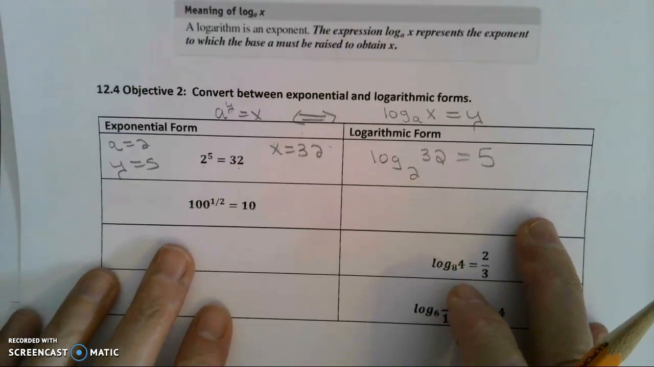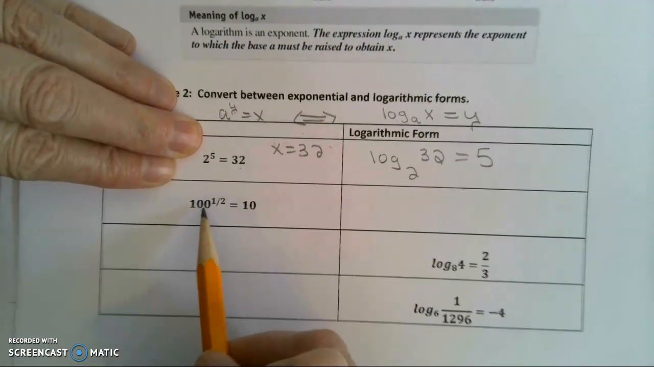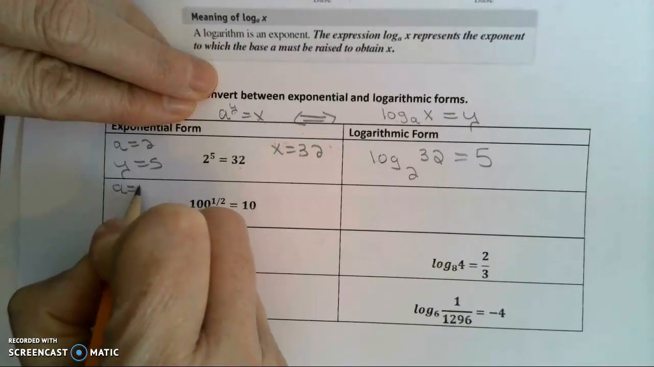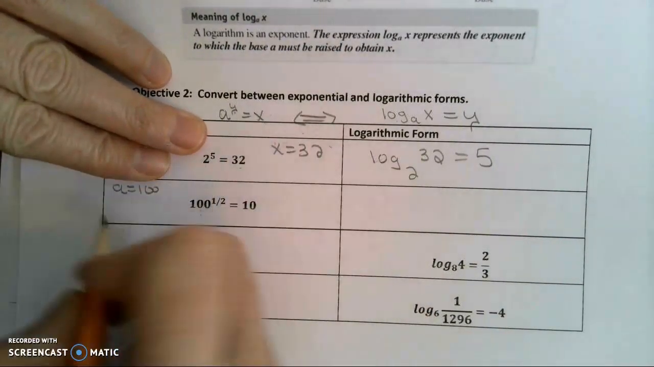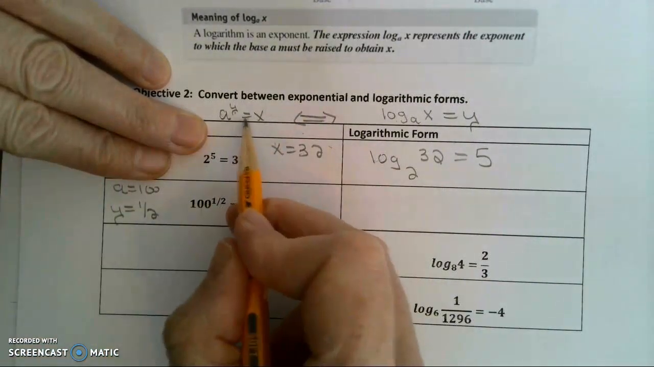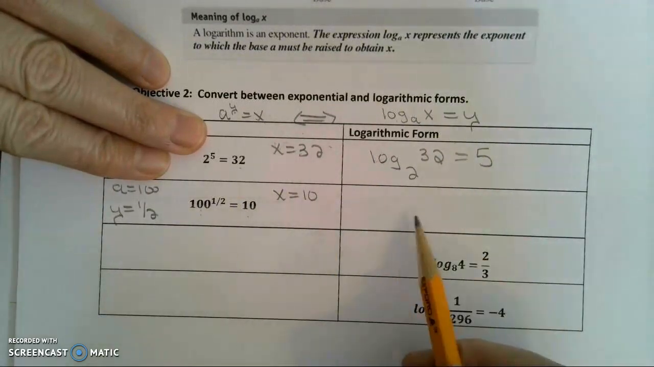Okay, let's go to this next one here. Again, I'm just going to label everything from here to here. So my base A is 100. The exponent y is 1/2. And it's equal to x. X is 10. And I want to convert to logarithm.